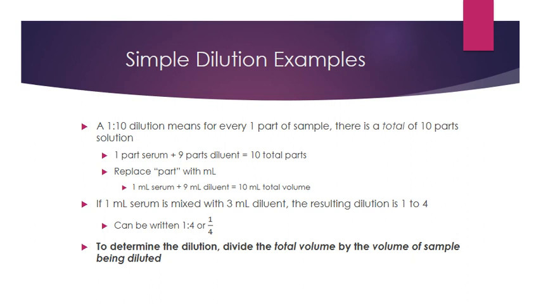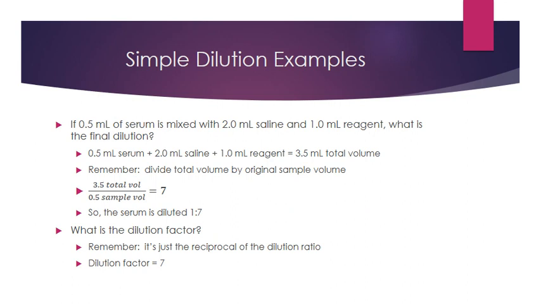So let's talk about this a little bit more. If we have 0.5 milliliters of serum and we mix that with 2 milliliters of saline and 1 milliliter of reagent, what's the final dilution? So first we need to add up all the parts to get the total volume. So we add all of those up and we get 3.5 milliliters for total volume. Then we want to divide the total volume by the original sample volume. So we have 3.5 total volume, we just figured that one out, and then our initial sample volume is 0.5 milliliters. So we have 3.5 total volume over 0.5 sample volume, and that gives us 7. And this means our serum is diluted 1 to 7.